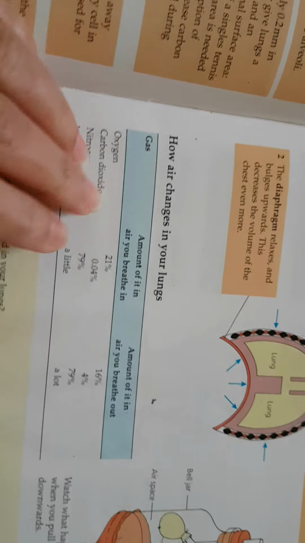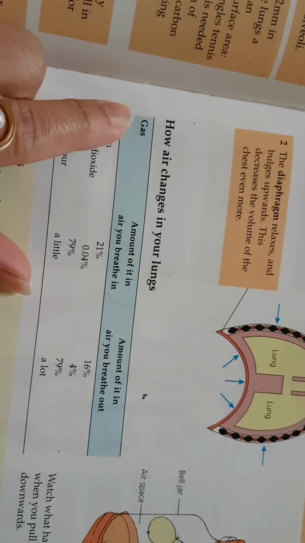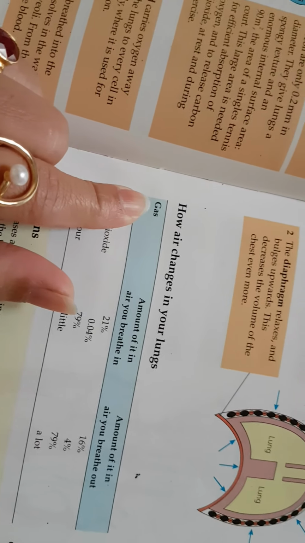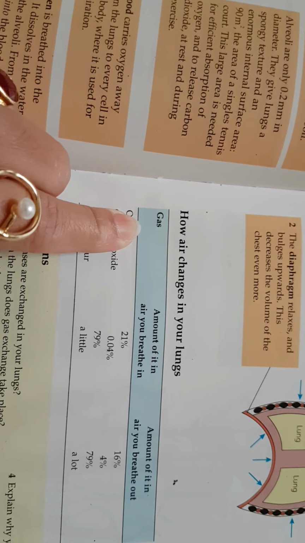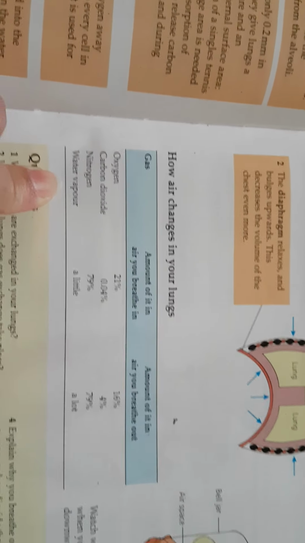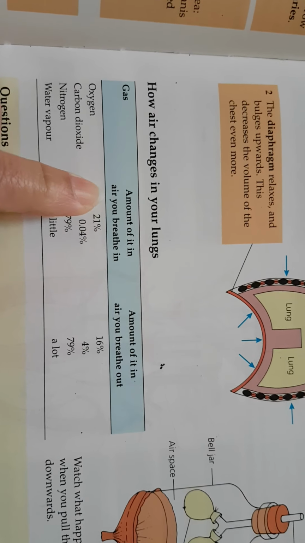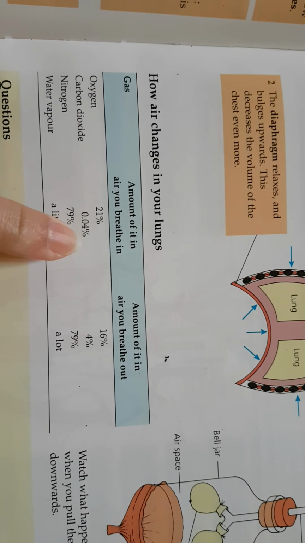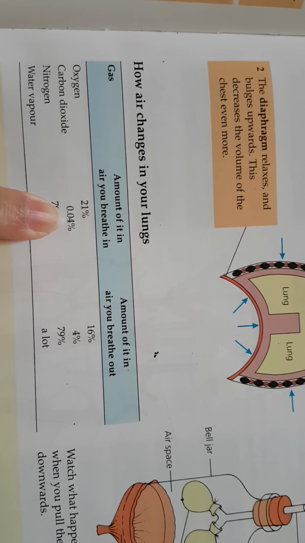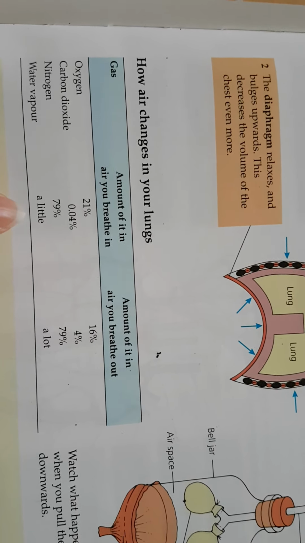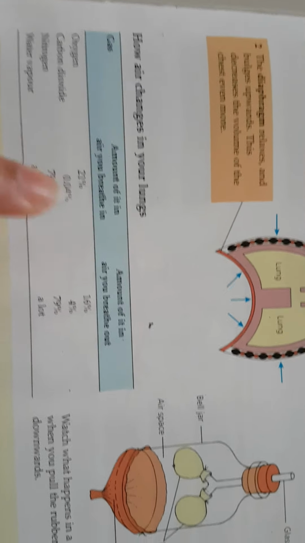Okay. So here, how does air change in your lungs? When you inhale or breathe in, gas with moisture or water vapor goes inside: oxygen, carbon dioxide, nitrogen and water vapor. Here is the amount of each in the air you breathe in. 21% is oxygen, carbon dioxide is only 0.04%, and nitrogen is 79%, while there is a little amount of water vapor.